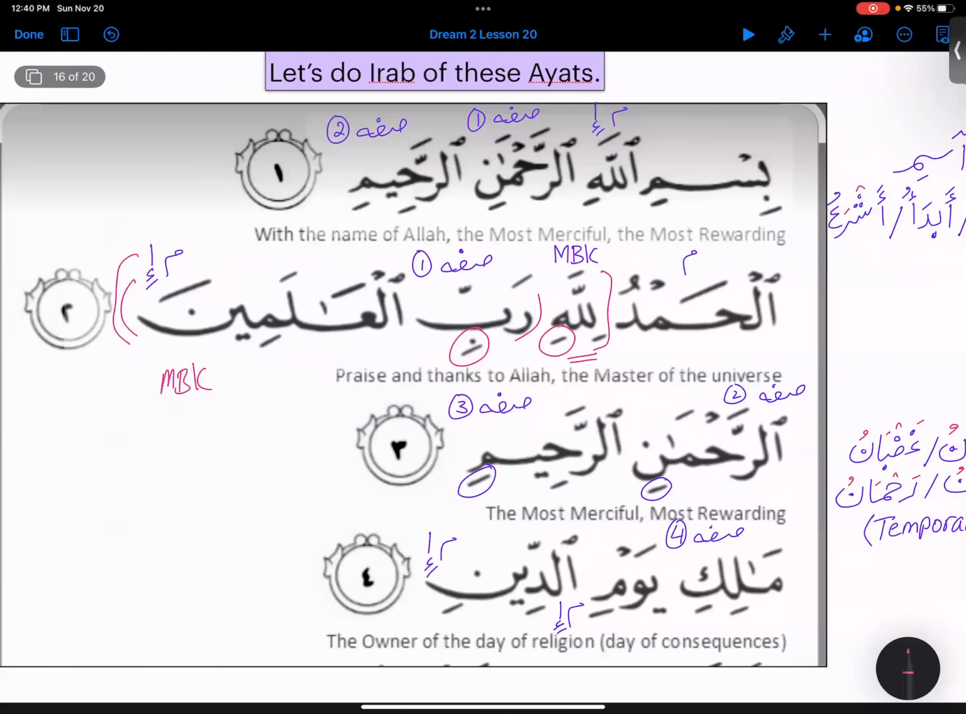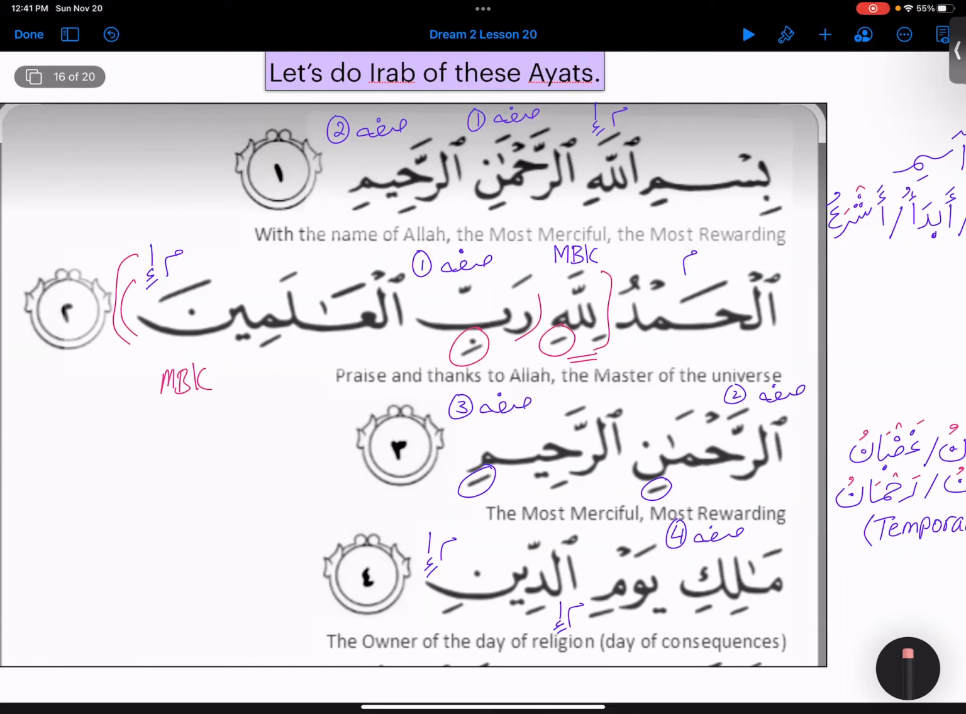Exactly. Okay, then Ar-Rahmani and Ar-Raheemi. So these are also the sifat. Who is that? Can you do that, sister? Who is that, other than Sister Mumtaz? Assalamu alaikum, this is Rifat. Yeah, Ar-Rahman Ar-Raheem is basically the continuation of the sifat of Allah subhanahu wa ta'ala.